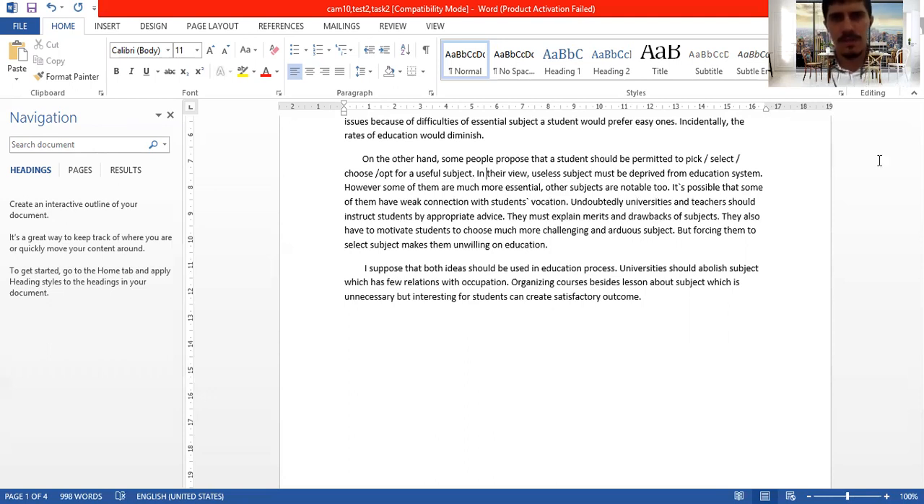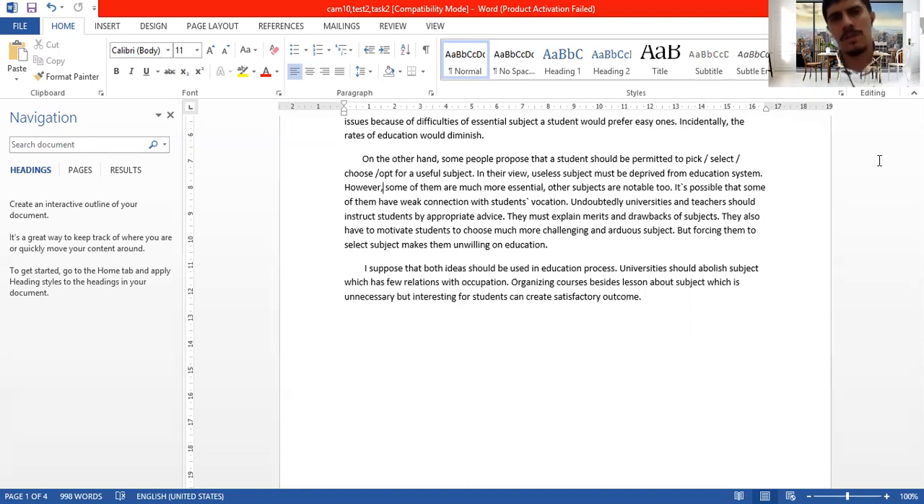Useful subject. In their view, useless subjects must be deprived from the education system. However, the general view is pretty common, keep in mind. Some of them are much more essential. Other subjects are notable too.